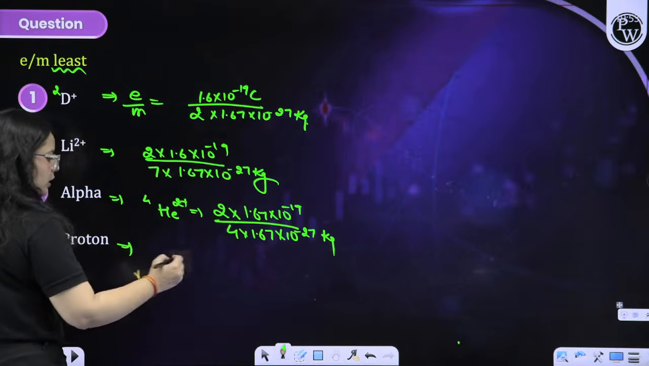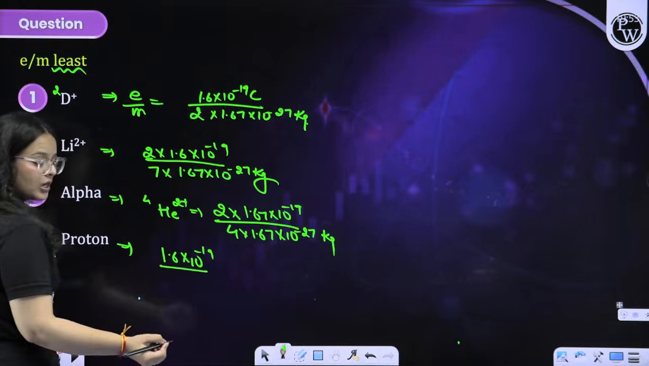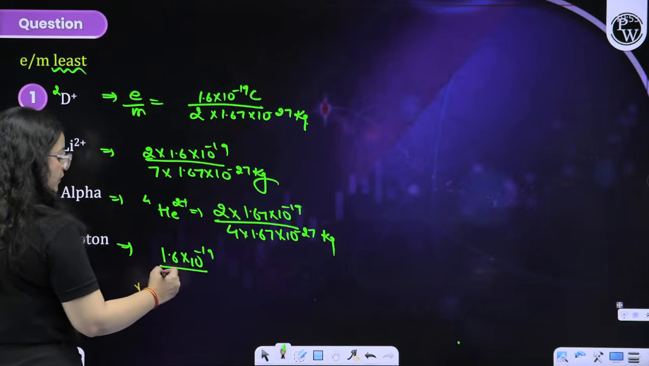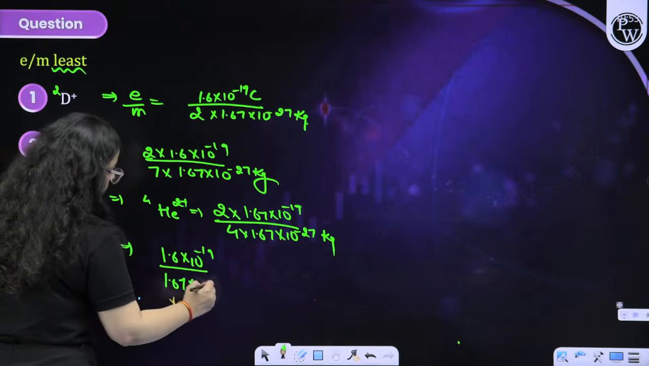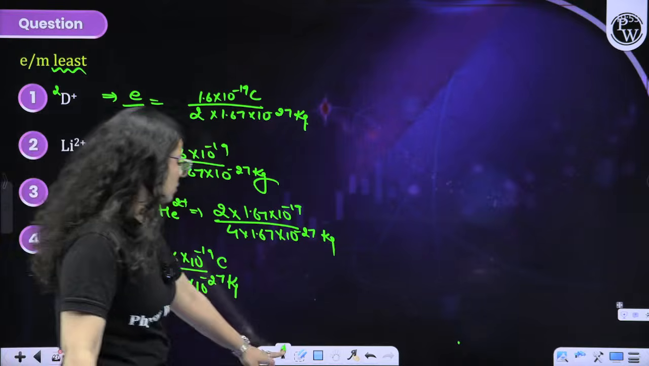Accordingly, for proton, e by m comes out to be 1.6 × 10 raised to minus 19, that is the electronic charge, and the m value comes out to be 1.67 × 10 raised to minus 27 kg. So accordingly, you just have to compare them all.